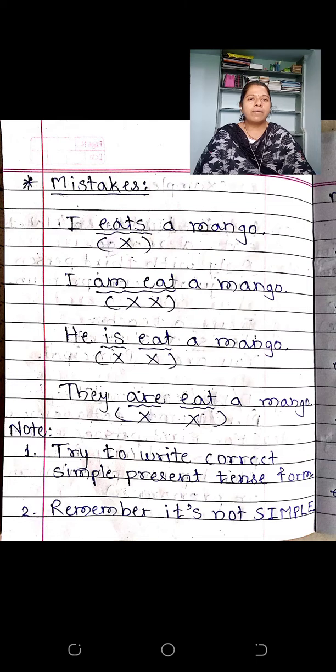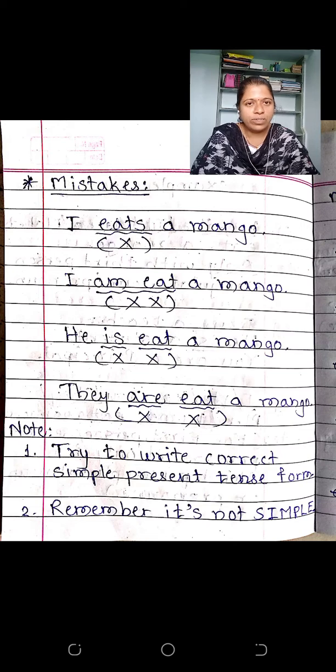I eats a mango. See, I is the first person singular pronoun, and you have to use the main verb in its original form there. So, I eats a mango is wrong, but you have to use I eat a mango.